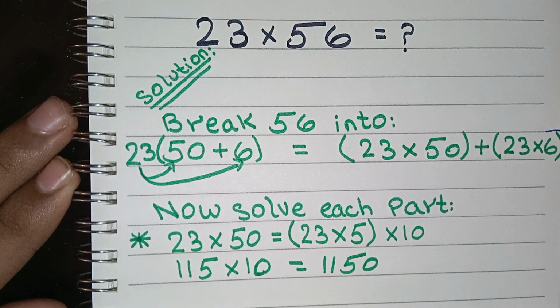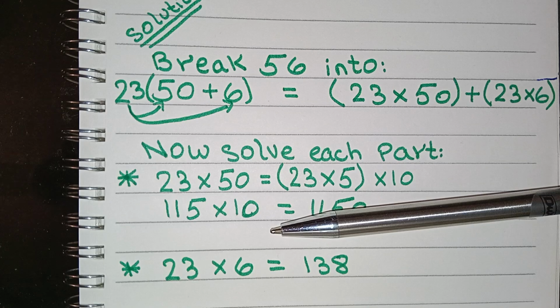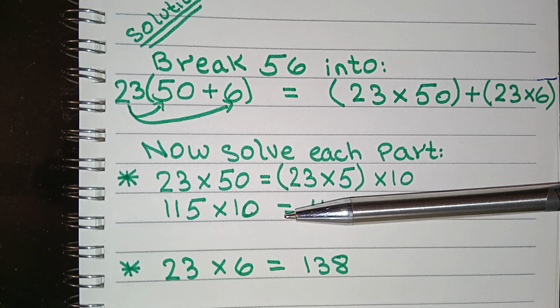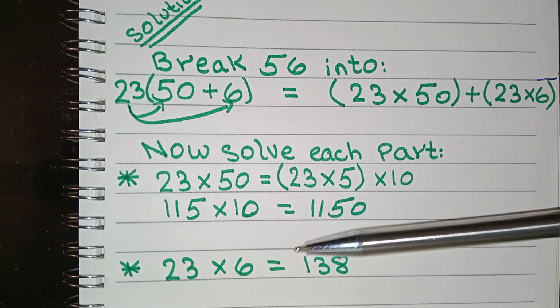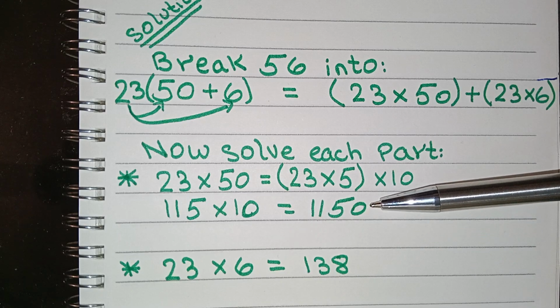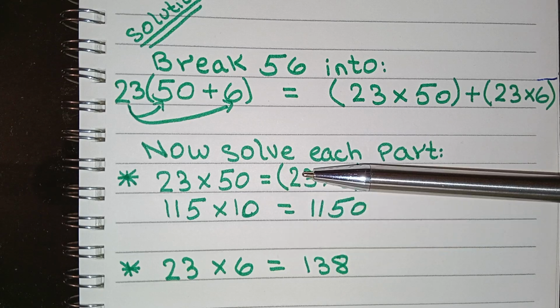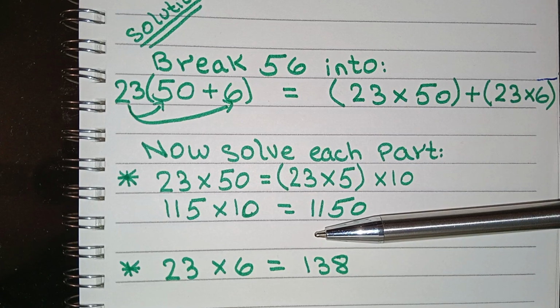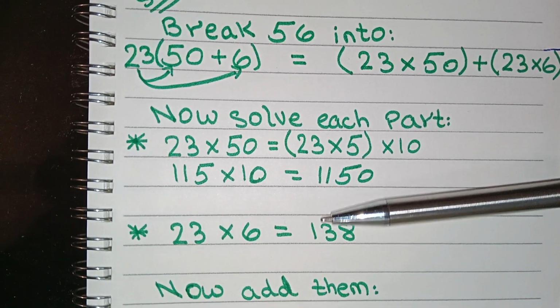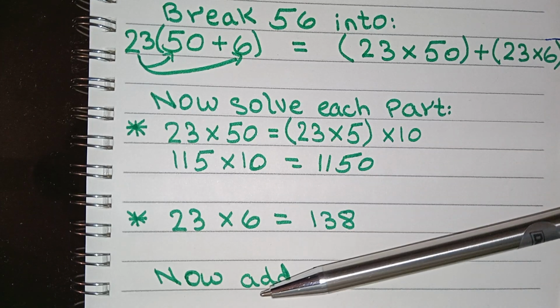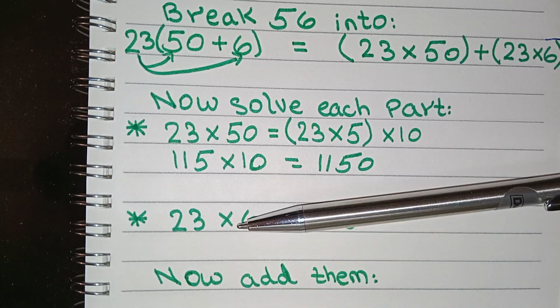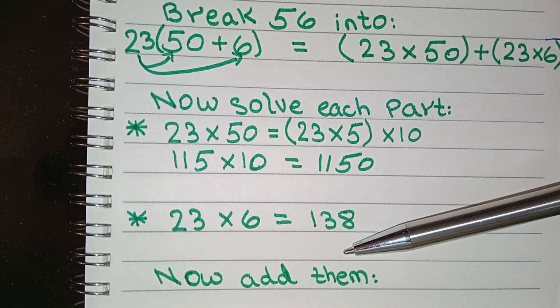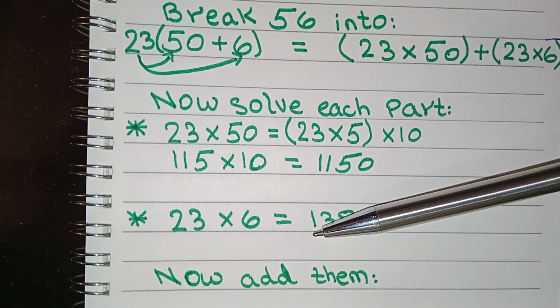Now we will solve each part. 23 into 50, how will we solve it? 23 into 5 is 115, and in the end we multiply by 10, so we get 1150. The second part is 23 into 6, which is 138. Then we will add them.